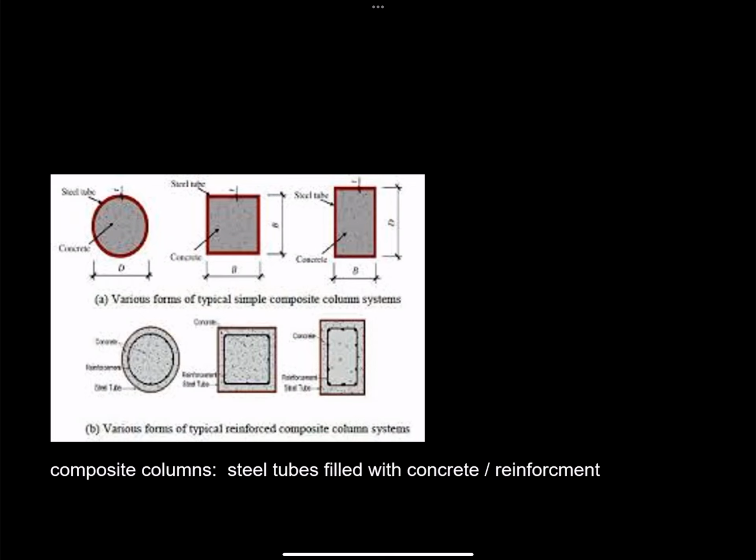Also, if you use these composite structures with steel and concrete together, then you can get very strong and stiff columns that are very slender. This is good particularly if you have quite tall columns that are unrestrained and you want them to be slender.